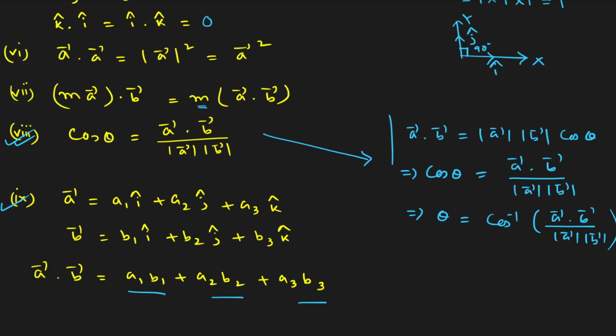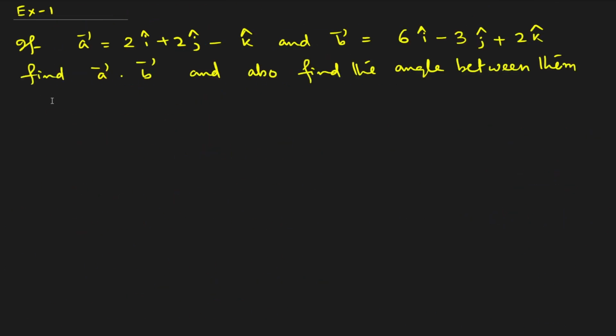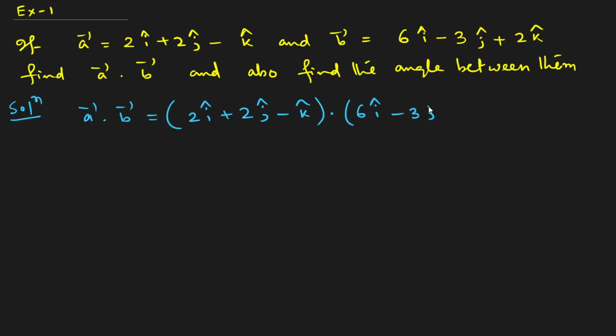Now let us do some applications. Like you see, a bar and b bar are given. So first you have to find their dot product and also the angle between them. So a bar dot b bar will be 2 i cap plus 2 j cap minus k cap dot 6 i cap minus 3 j cap plus 2 k cap.